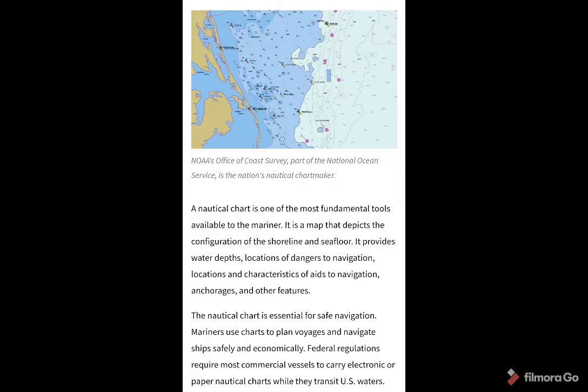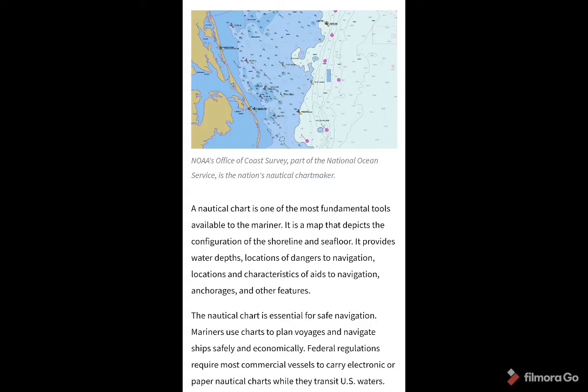A nautical chart is one of the most fundamental tools available to the mariner. It is a map that depicts the configuration of the shoreline and seafloors. It provides water depths, location of dangers to navigation, locations and characteristics of aids to navigation, anchorages, and other features.